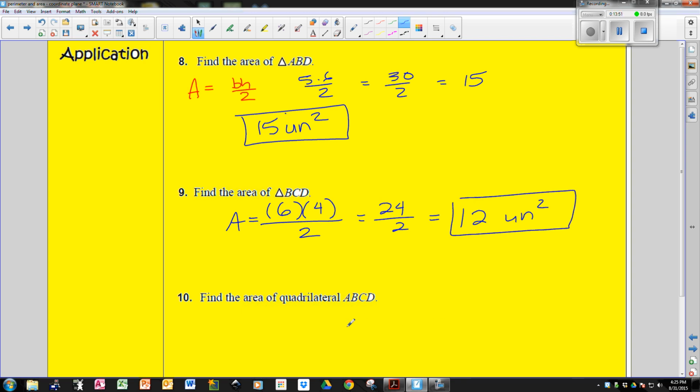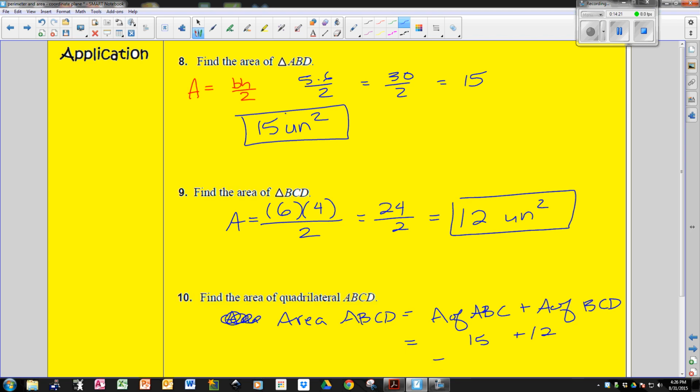So the area of the whole thing, well, that's going to be the area of quadrilateral ABCD. So area of ABCD equals area of ABD plus the area of BCD. So that would be 15 plus 12, which is 27 units squared. So just by breaking it into two pieces that I am well aware of, I was able to just add them together and get my answer. See you next time.